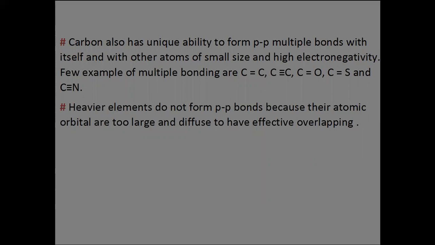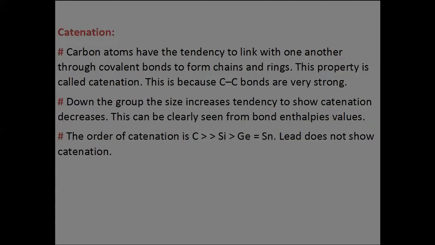size and high electronegativity. A few examples of multiple bonding are C=C, C≡C, C=O, C=S, and C≡N. Heavier elements do not form p-pi bonds because their atomic orbitals are too large and diffuse to have effective overlapping.